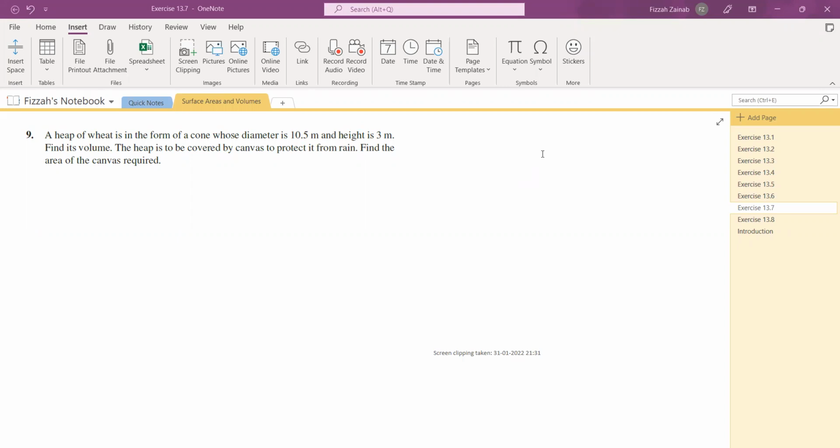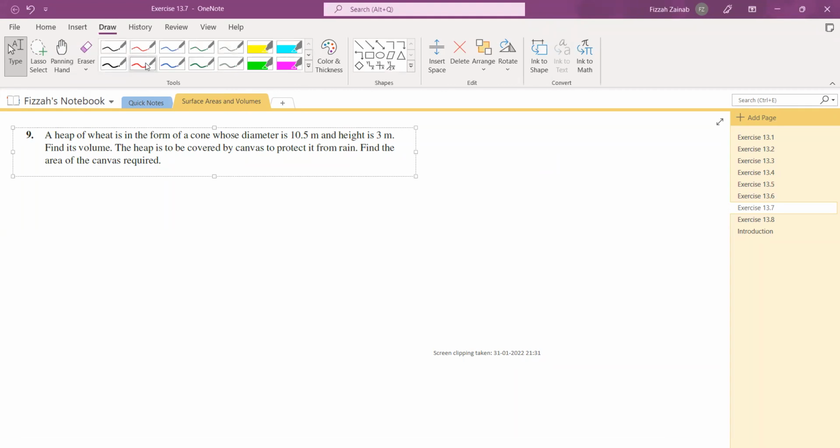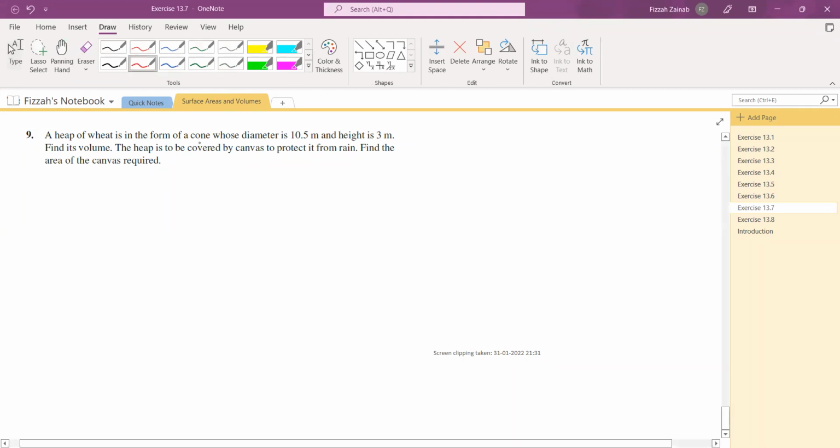All right, so we were on exercise 13.7 in the last class, and I think the last question was remaining, right? Okay, so this is the last question on your screen. What does it say? A heap of wheat is in the form of a cone whose diameter is this and height is this. So you have a heap of wheat which is in the shape of a cone, right? Now the diameter of the base, obviously, is 10.5 meters.